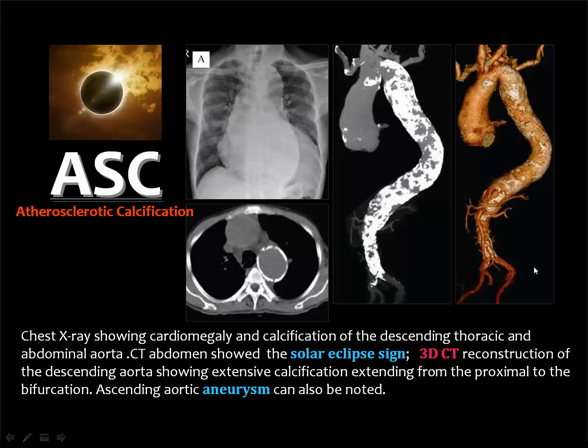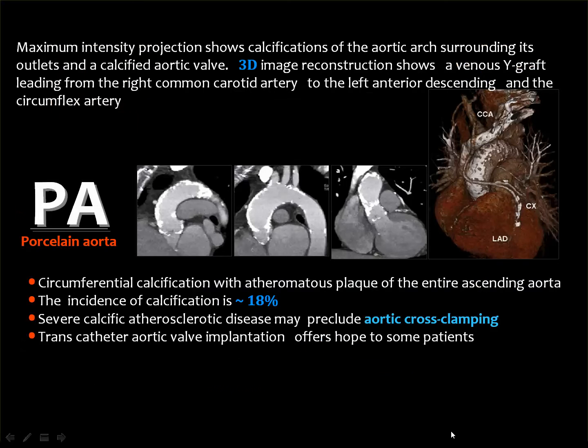And here you can see extensive calcification of the aortic arch as well as the descending aorta. And in the axial image, it simulates the solar eclipse sign. And this calcium may or may not be associated with any other aortic diseases like aneurysm, for example, in this particular case, and also aortic stenosis and occlusion.